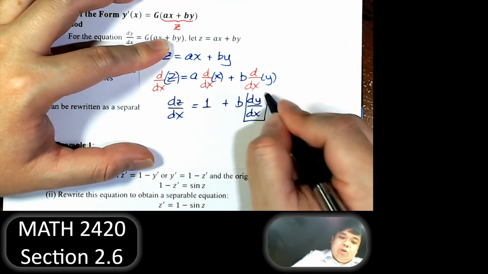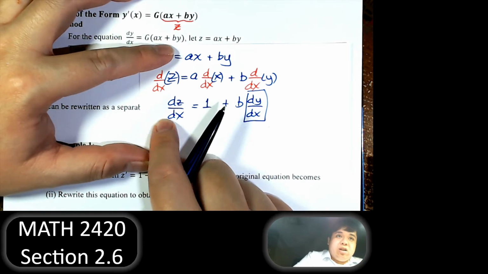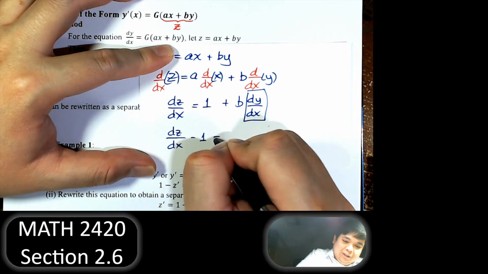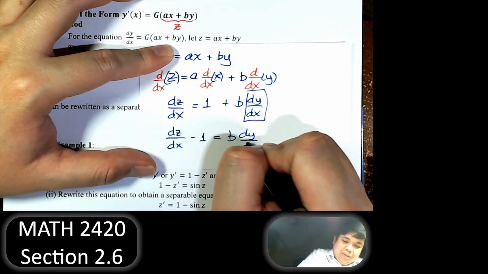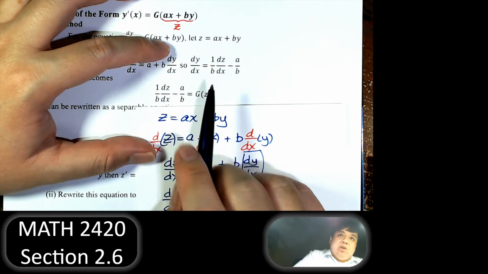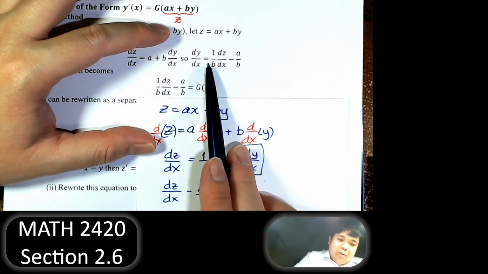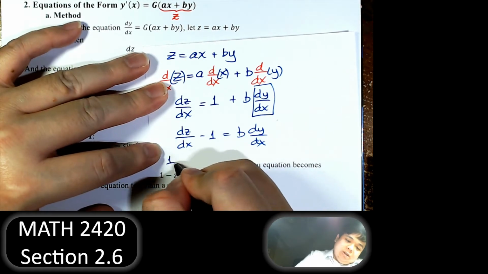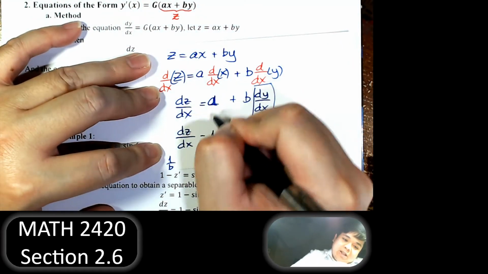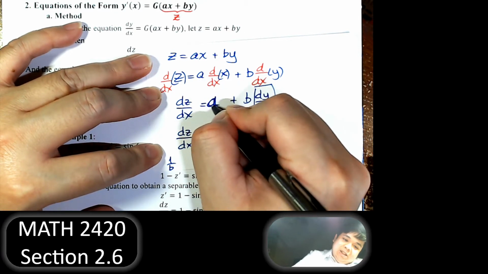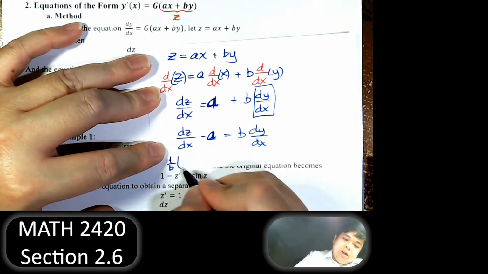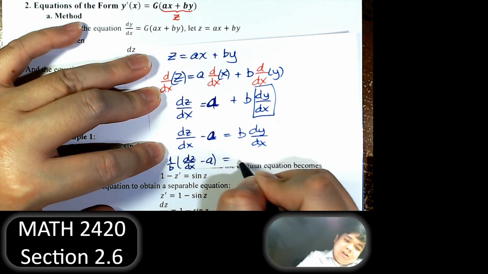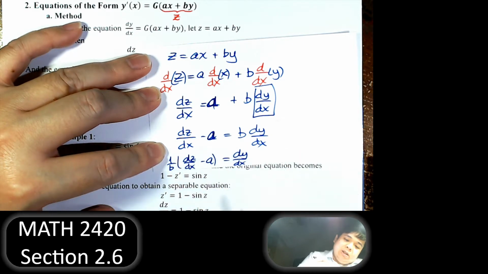And if we try to solve for dy over dx, we minus 1 on both sides, and divide by b, and so we have 1 over b divided by b on both sides, and I forgot there's a here, right? That is a. So divide by b on both sides, and that's what we have.